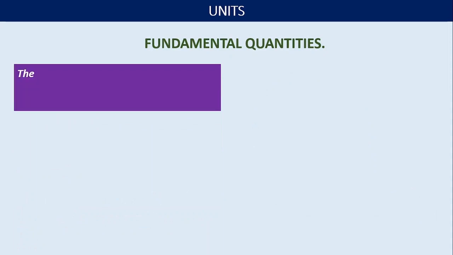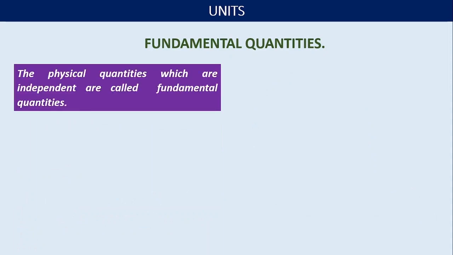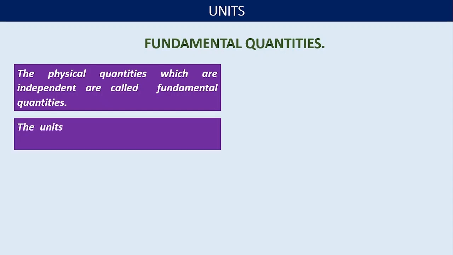Fundamental quantities. The physical quantities which are independent are called fundamental quantities. Like length. Length cannot be measured by any other physical quantity other than meter. Right? This is independent quantity. We will be learning step by step what are the 7 fundamental quantities, and finally you will know what importance you can give it for these fundamental quantities. The units of fundamental quantities are fundamental units.